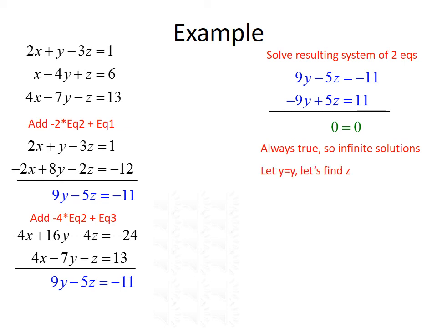So let's try to get all of our solutions in terms of the variable y. First, we'll let y equal y and find out what z would be. So if we have 9y minus 5z equals -11, we can solve that for z. We'll subtract 9y from both sides of the equation, giving us -5z equals -9y minus 11. And then divide both sides by -5, giving us z equals (9y plus 11) over 5.